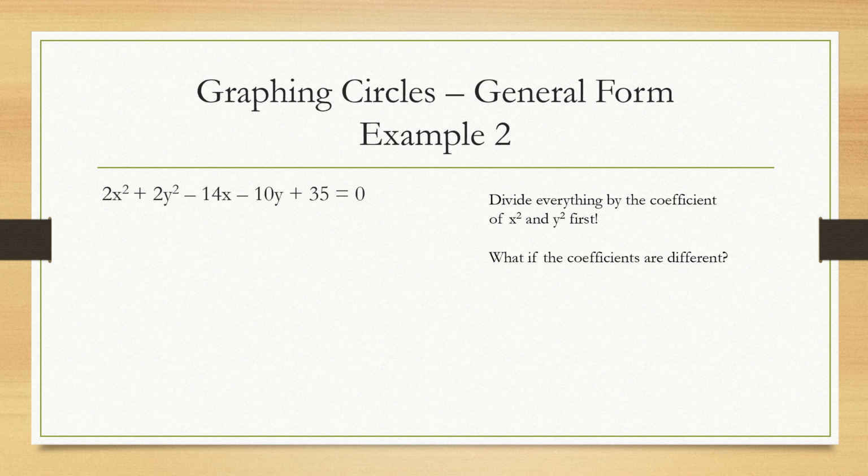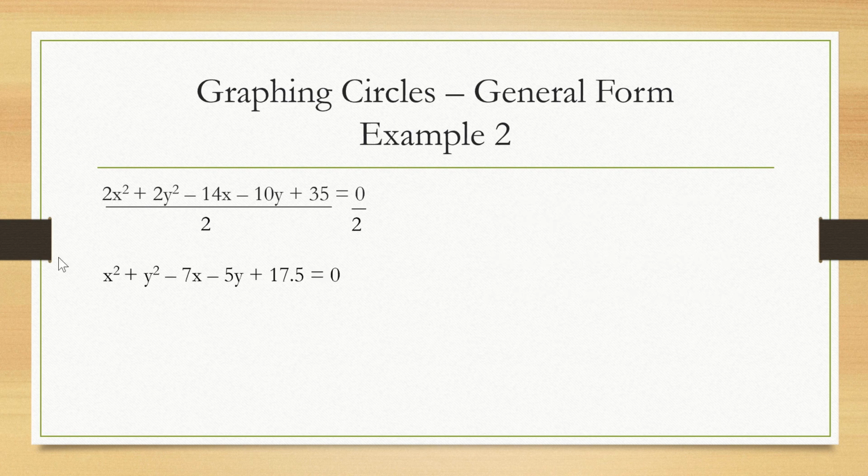Now, what if the coefficients are different? If the coefficients are different, like for example, if this was 2 and this was 3, then it's actually not a circle, and I'm going to talk more about that later. But as you'll see for all the examples on the back side, these two should be the same number. So what we're going to do, guys, is divide all the terms by the coefficient of x squared and y squared, which is in this case 2. That's going to be the first step here for this problem.